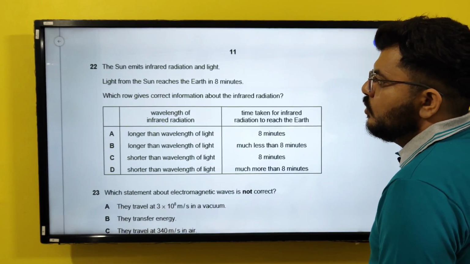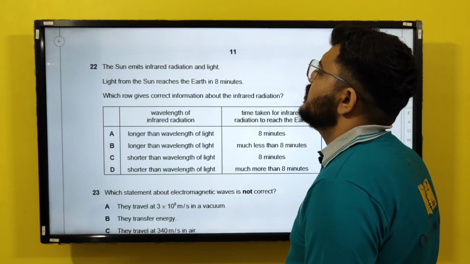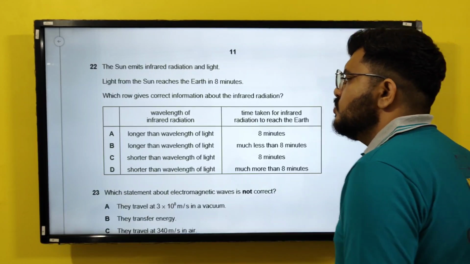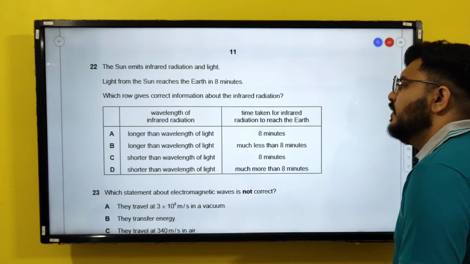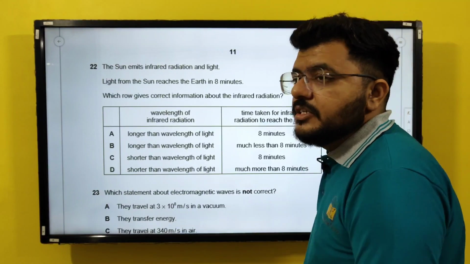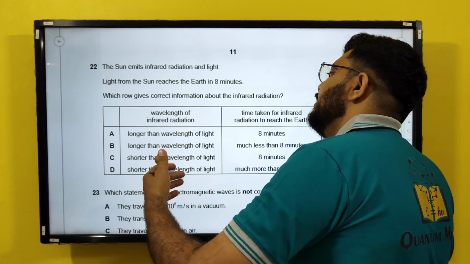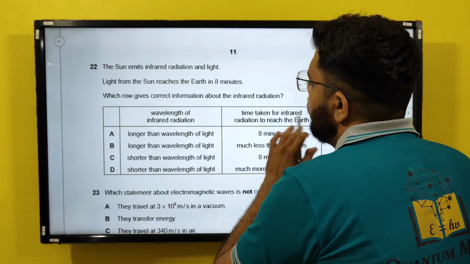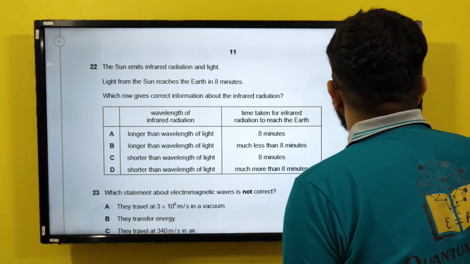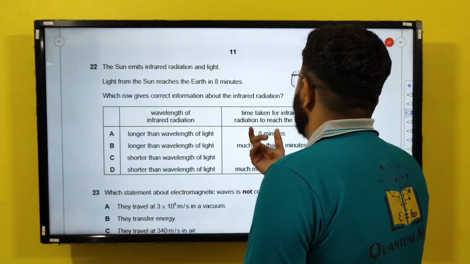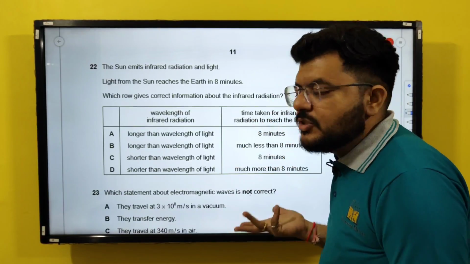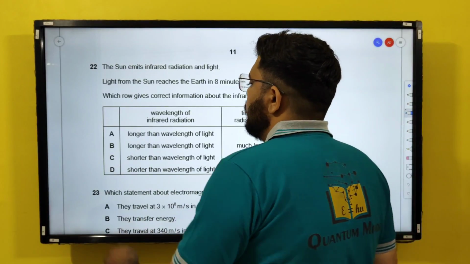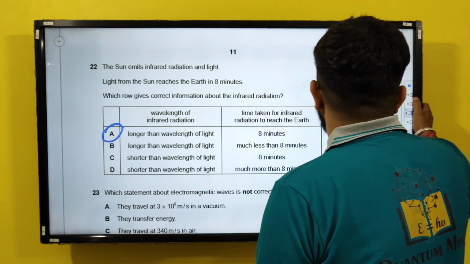Question 22. Sun emits infrared radiation and light. Light from sun reaches the earth in 8 minutes. Which row gives correct information about the infrared radiation? Now infrared radiation has wavelength longer than light, but it has frequency lesser than light. So we have wavelength of infrared, it's longer than light, and time taken for infrared, they travel at the same speed as light. They are known as electromagnetic radiation, and therefore option A should be your correct answer.